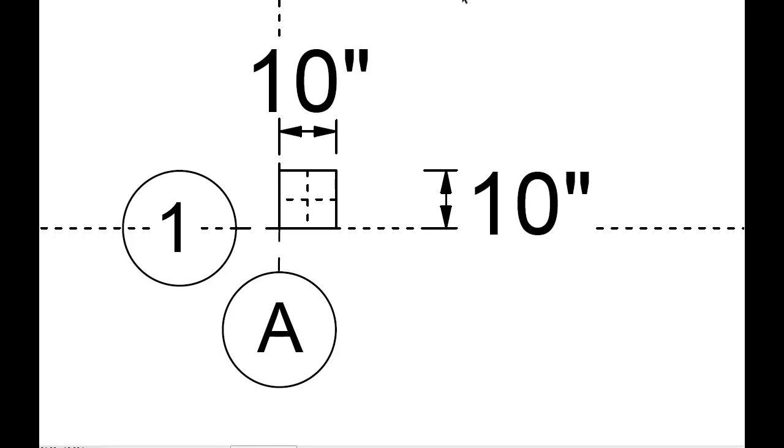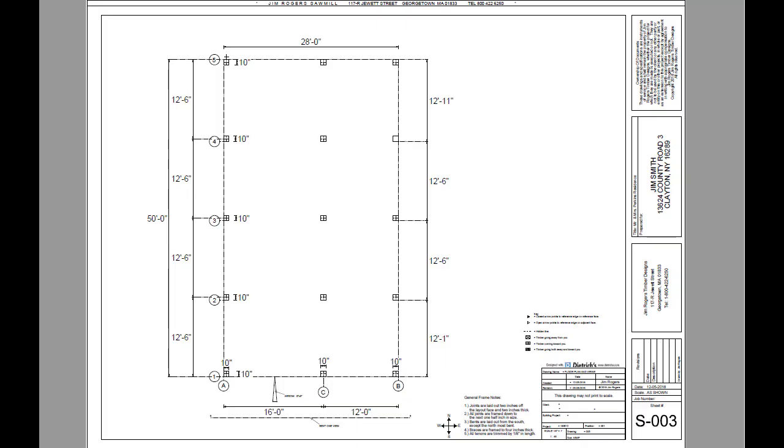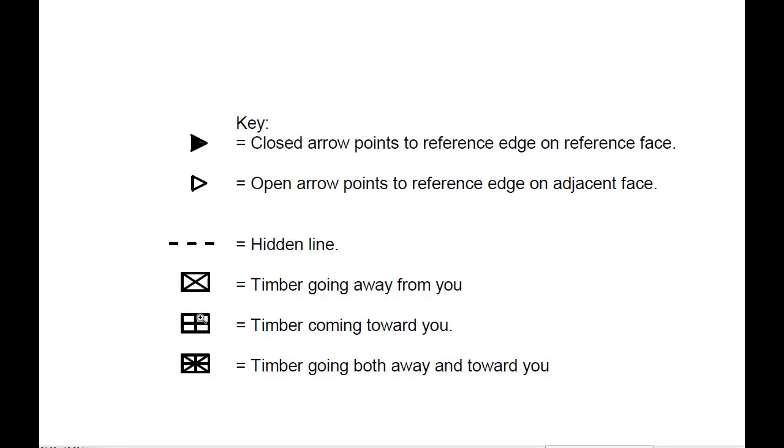We have to understand that a floor plan is a cross section of the building taken 3 feet above the floor. This is why we don't see any tie beams or any other timbers in this plan, because it's 3 feet above the floor. Now, in our key, we'll see that a cross in a timber means the timber is coming towards us. If the timber is going away from us, it will be an X.